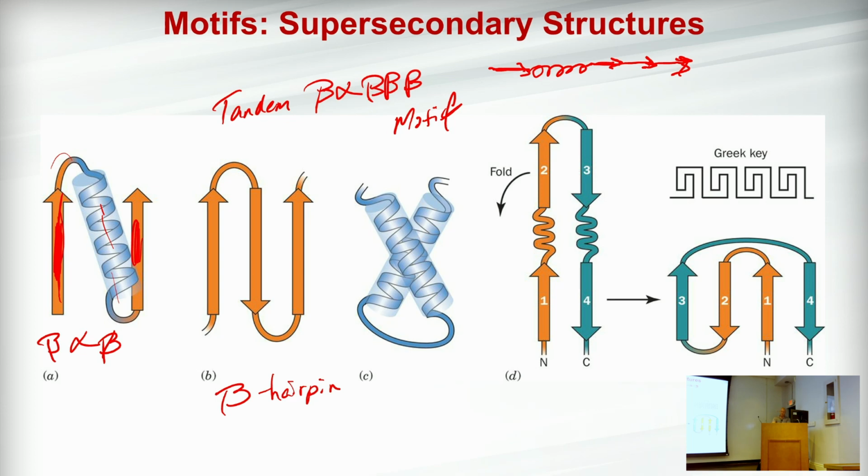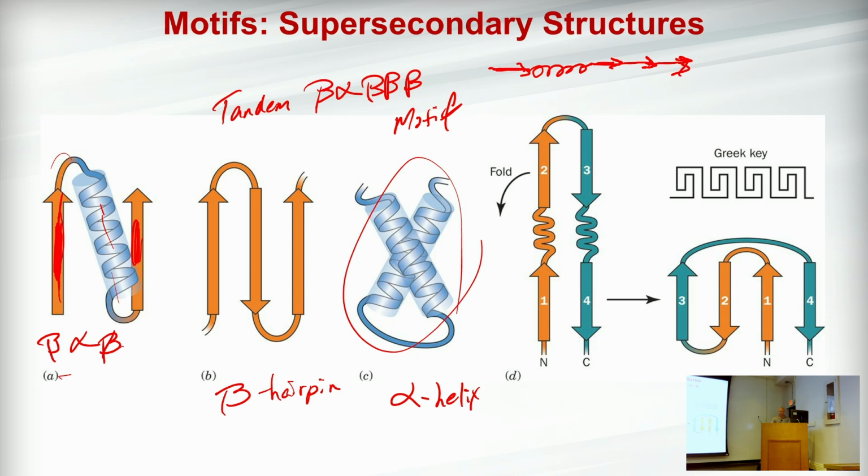So this might seem oversimplified. This is beta, alpha, beta. This is a beta hairpin. What am I going to call this one? Anybody? Well, we might just call it alpha helical. Helix turn helix, or alpha alpha, whatever you want to do, yeah.